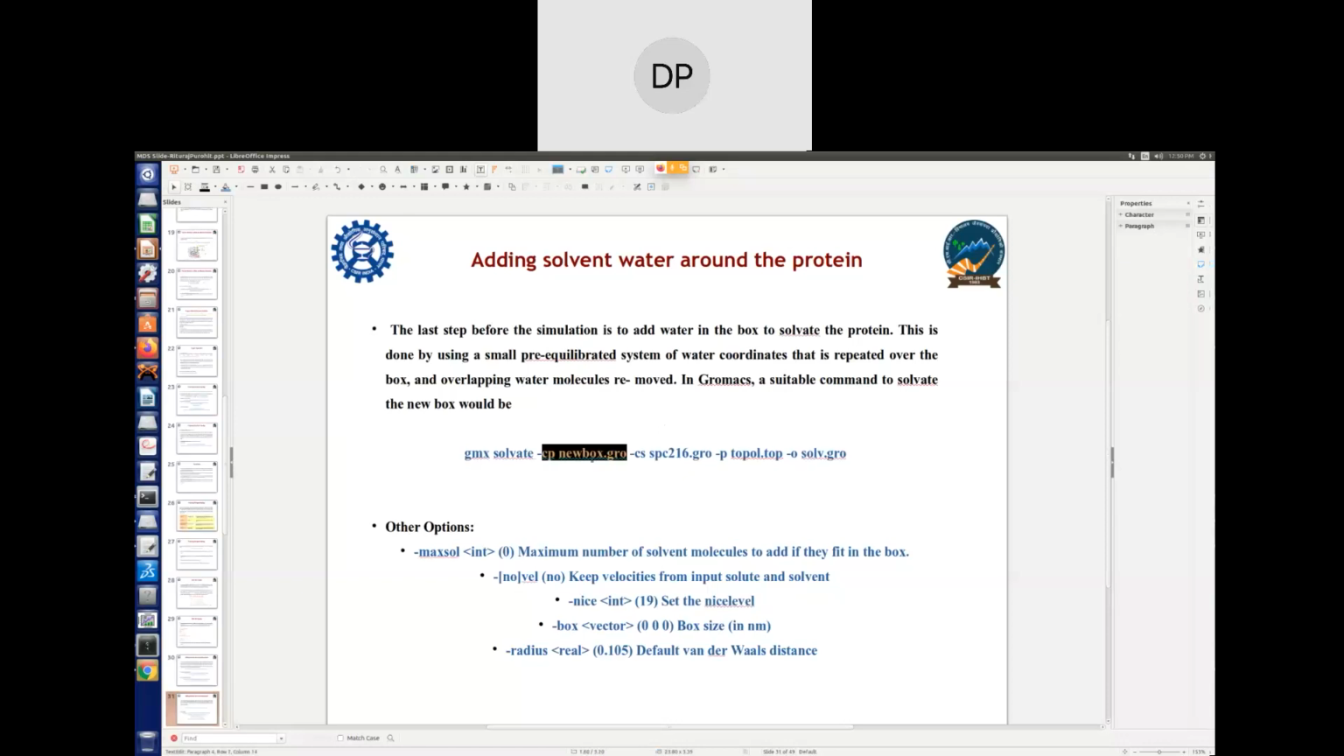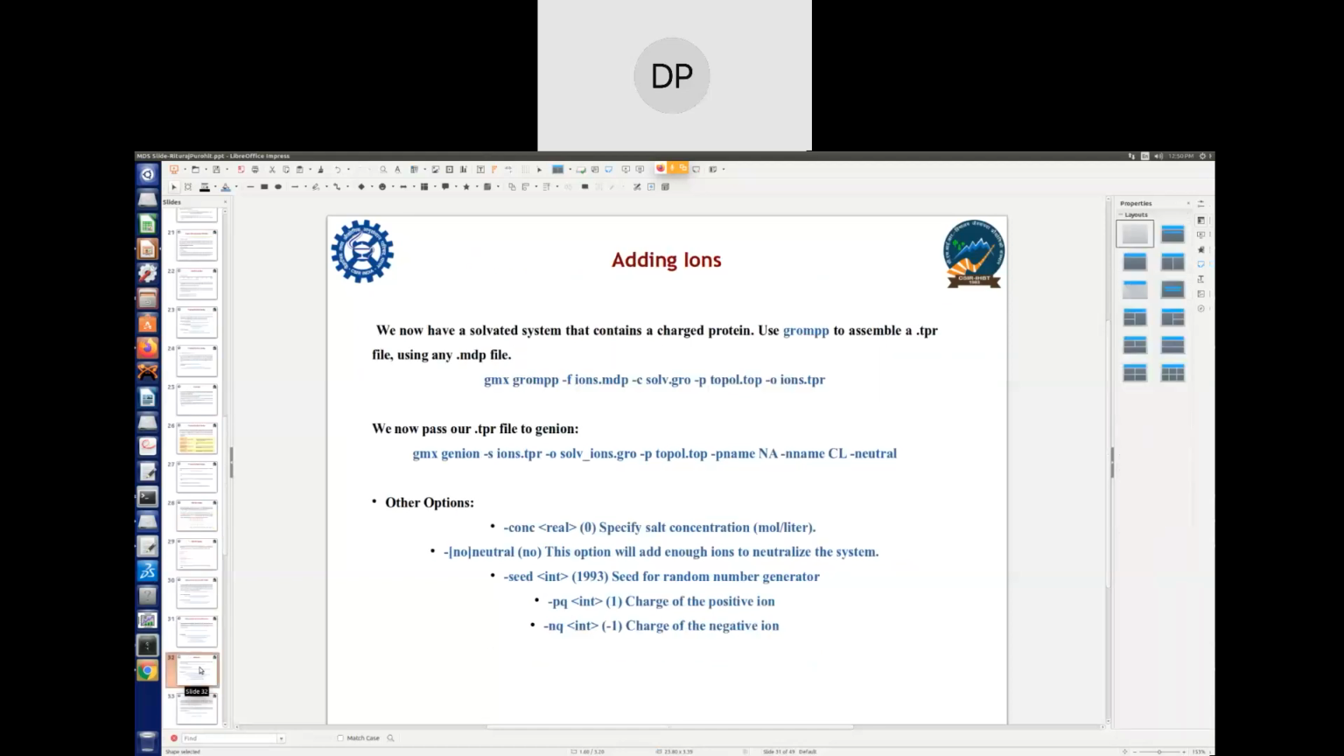So in CP is the input, which generally has a predefined box where you have the protein-ligand complex. We are providing another force field, that is SPC, which we select in the first command for water, and the topology and the output of the solvent. So the solvent.gro file will have your protein, ligand, and the solvent, and whatever ions you added before for neutralizing the system.